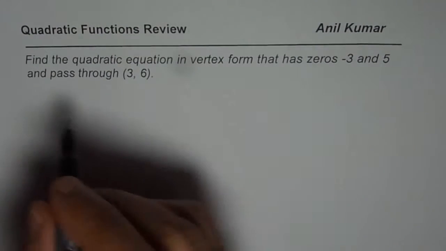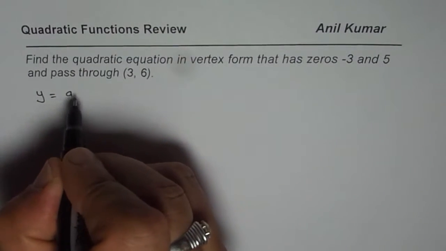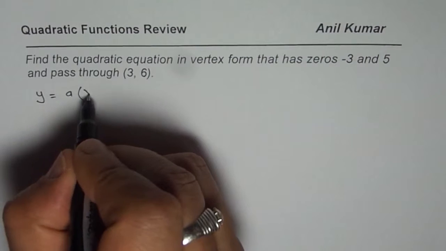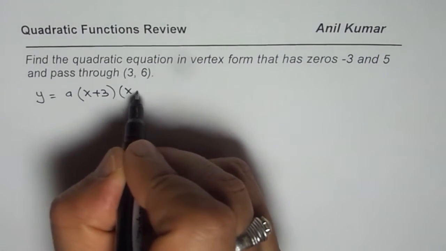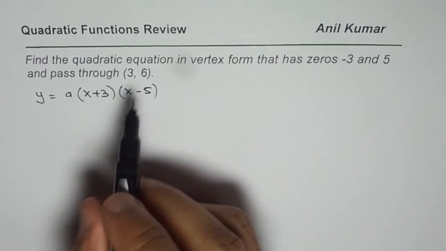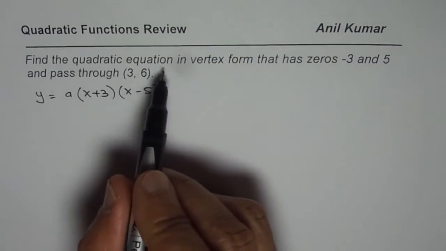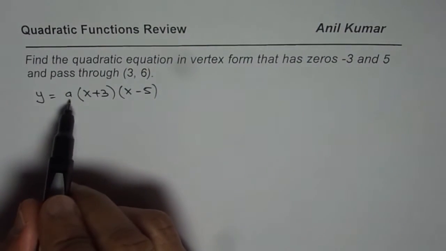So once we are given the zeros, the best way to write the equation is in the factored form. So we'll write y equals a times (x plus 3) will give a 0 at minus 3, and (x minus 5) will ensure 0 at 5. Now we need to write this quadratic equation in vertex form, right? So that is the factored form. First let us find a.